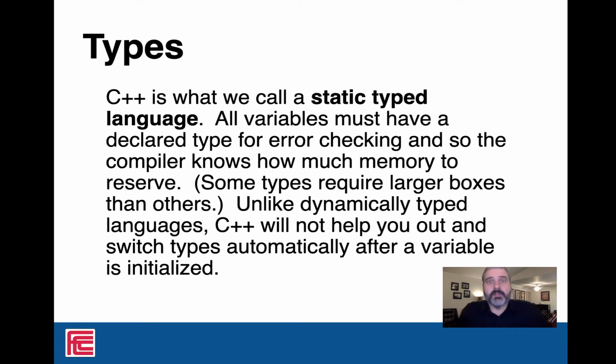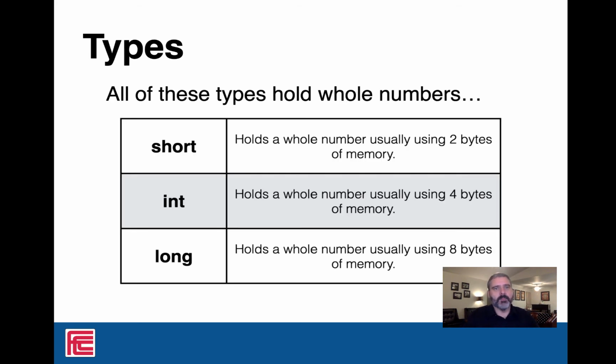So we said C++ was a statically typed language. That means that it's strictly typed. Everything has to have a type, and once you have that type, it can never change. So, what are the different types we can create? These are all of the different types you can use to store whole numbers: shorts, ints, and longs. They only vary in the number of bytes that you use for those variables.